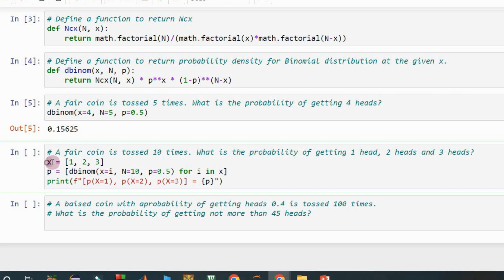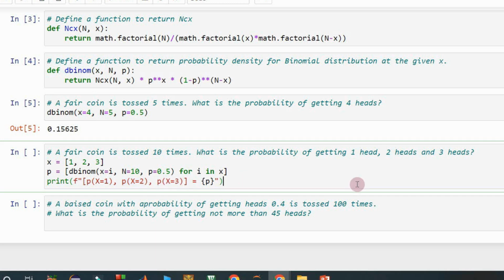Here I am taking x as a list with 1, 2, 3 as values in it, and then I am using a list comprehension to get the binom pmf value of x with number of trials n equal to 10 and the probability of success p equal to 0.5 for all the values in x. Then automatically p will get a list of 3 values in it. The first value of that list p is nothing but the probability of x equal to 1, the second value is the probability of x equal to 2, and the third value is the probability of x equal to 3.